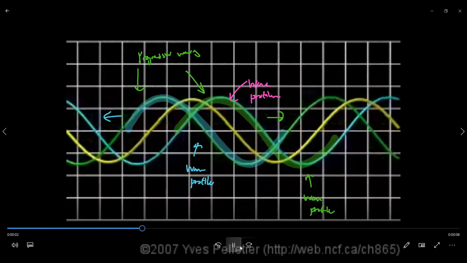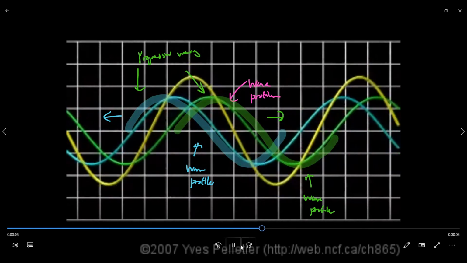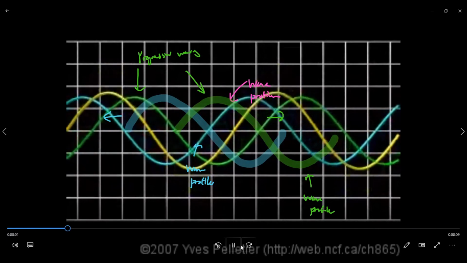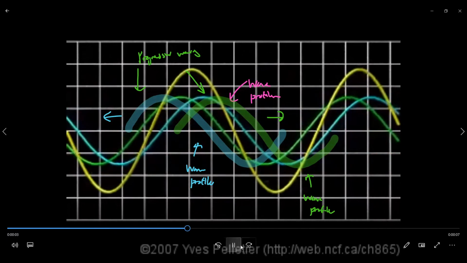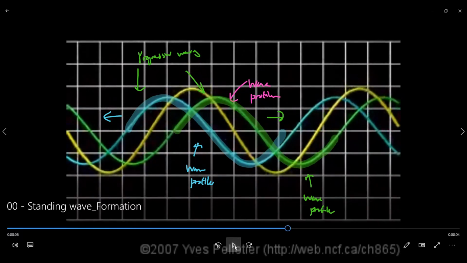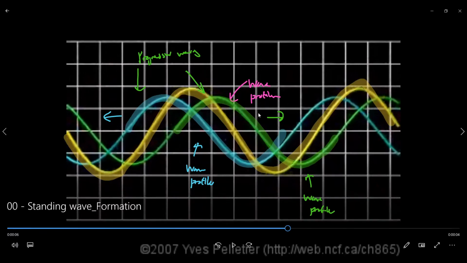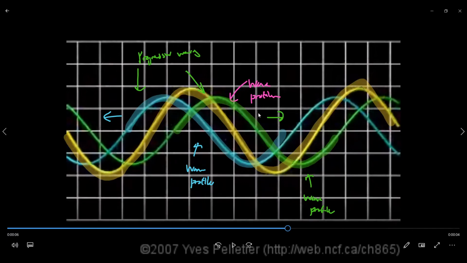Because they are moving in opposite directions and continuously overlapping, it causes a new wave to be produced according to the principle of superposition. That new wave that you see being produced is actually your yellow colored wave that you see here. This yellow colored wave, as I mentioned to you, is your stationary wave. The wave profile does not move and no energy is transferred from one point to another. It just oscillates up and down like that.